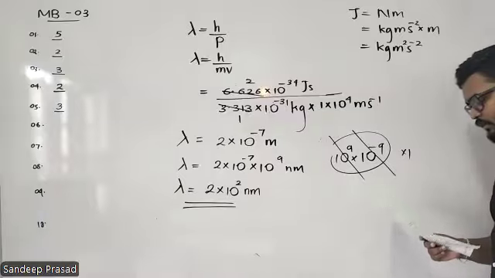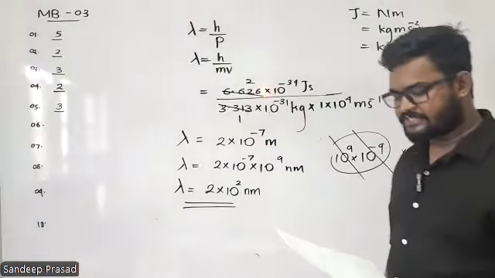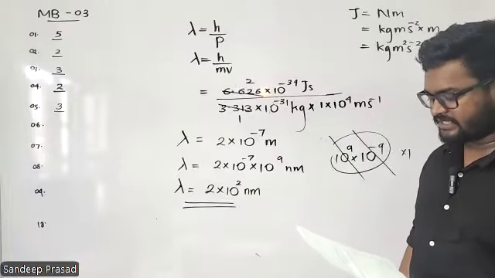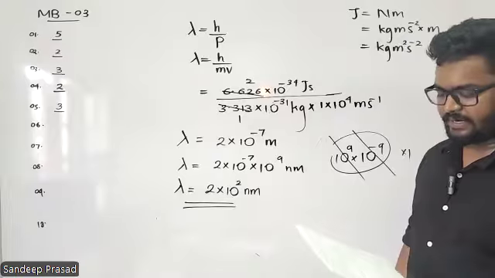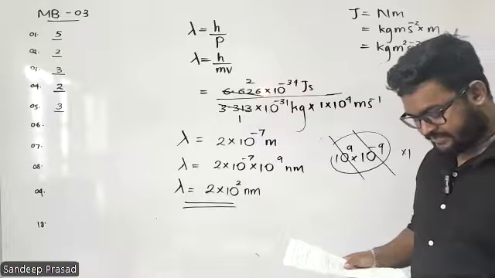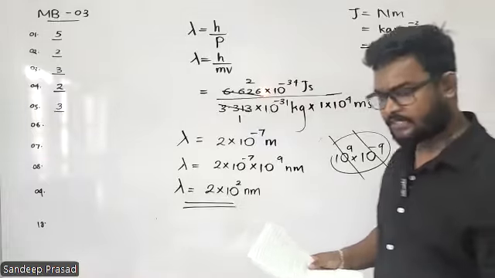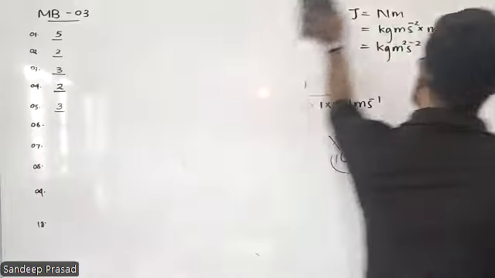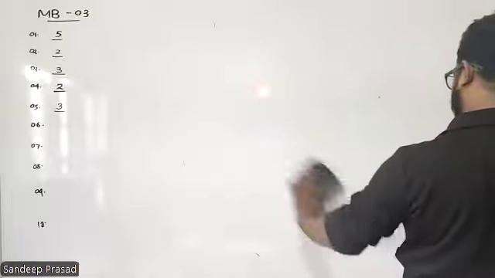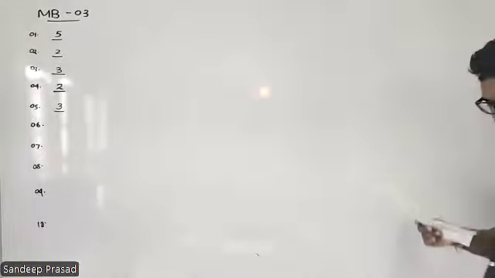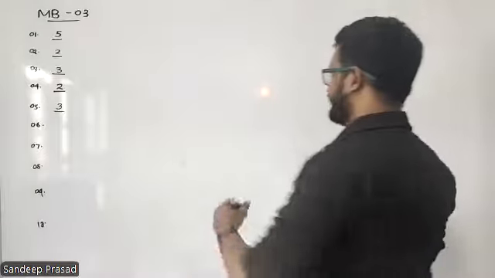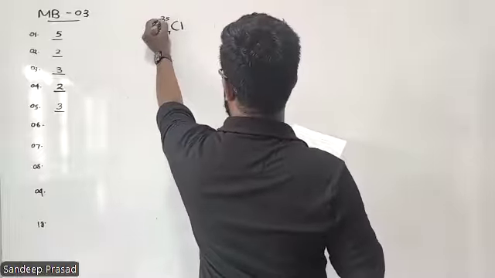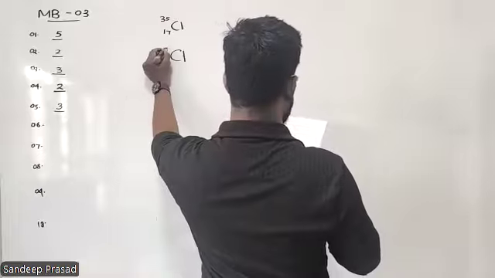Question number 6. Chlorine contains two isotopes, chlorine 35 and chlorine 37. If the mean relative atomic mass of chlorine is 35.5, the percentage abundances of them respectively are. Students, this is the first isotope calculation that we did in the theory class. Can you remember? But here they are not asking for the average relative atomic mass. The average relative atomic mass is given, and they are asking for the relative abundances of these two isotopes.